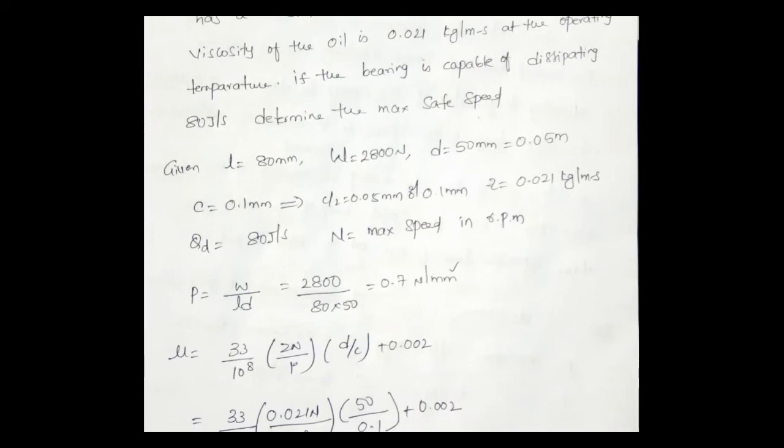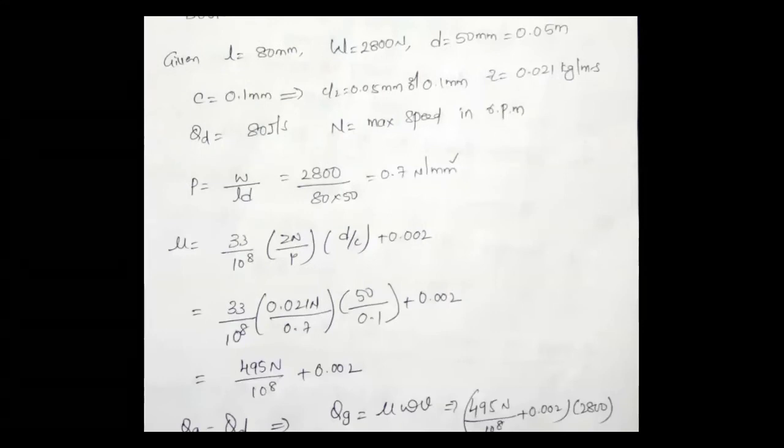Now evaluate each and every parameter, whether it is known or unknown. Here, 33 by 10 power 8. The Z value is known, that is 0.021. The N value is unknown, so please keep your N value as it is. P value is 0.7 Newton per mm square. The diameter value is known, the clearance value is known. Substitute. And plus K value. K is the leakage factor, that is 0.002 every time. So calculate your mu value.